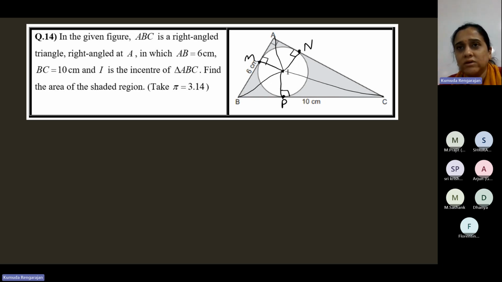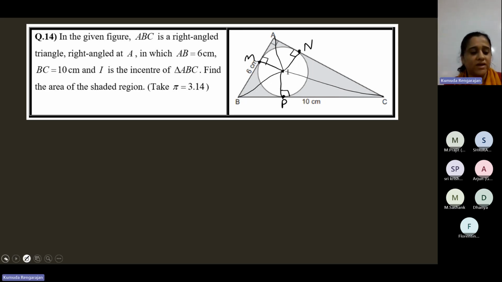We then mark off the points of contact M, N, and P. We joined IM, IN, and IP. IM is a radius and AB is a tangent at M. So it is 90 degrees. Correct? Okay.